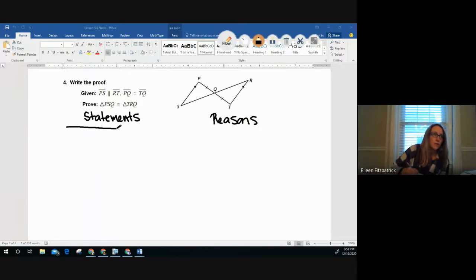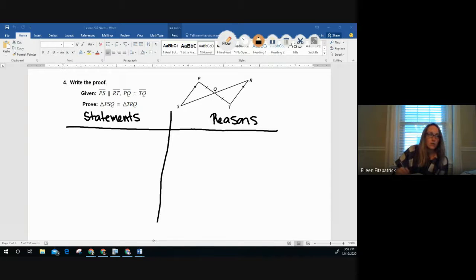Remember, you're going to write down your given first and think about what does that allow you to conclude? What does that allow you to state in your proof? Take note you're given parallel lines. So as soon as you're given parallel lines, in your head, you should be thinking about alternate interior, alternate exterior, corresponding, same side interior, all those angle relationships. Okay, that's what we need to look for here.